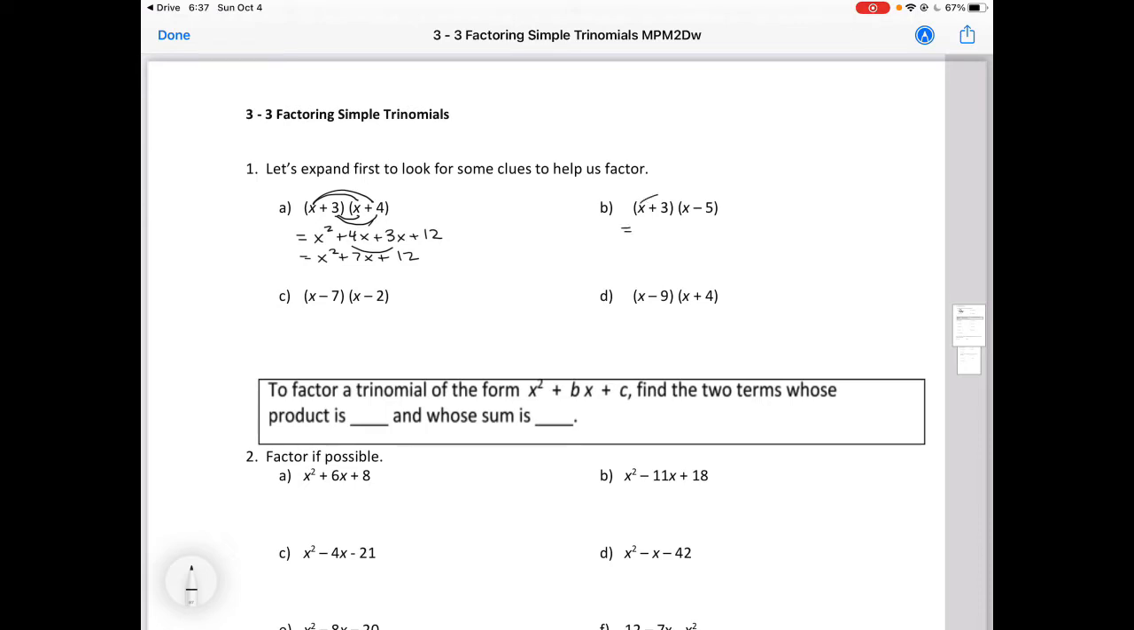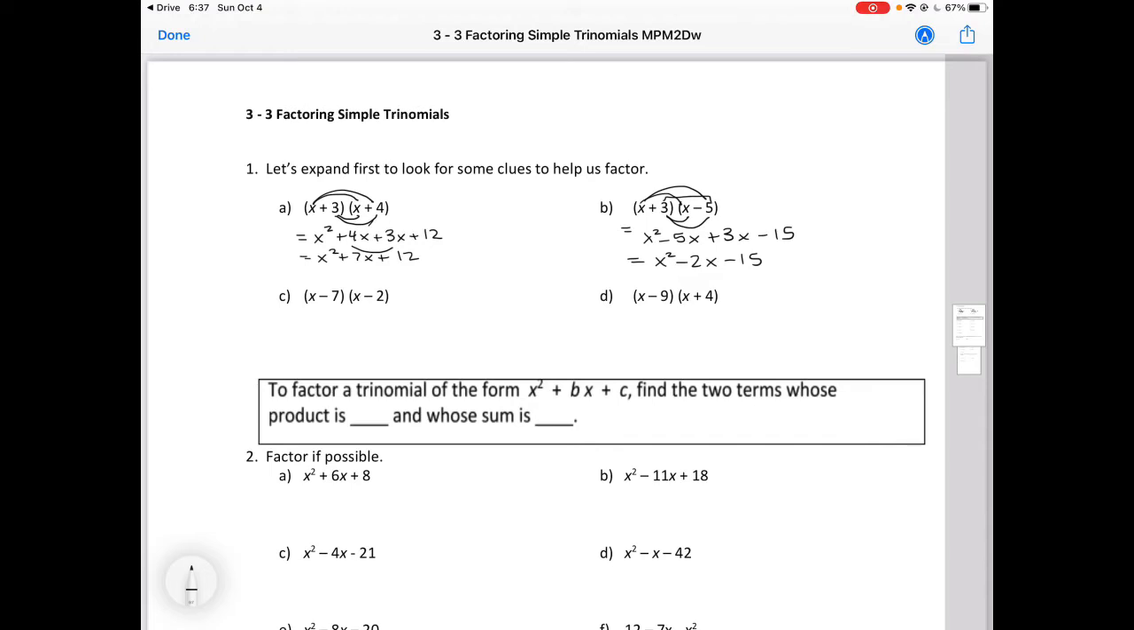Let's do another one. First, outer, inner, last: x squared minus 5x plus 3x minus 15. So this is going to give us x squared minus 2x minus 15. Again, our last term is our last two numbers multiplied together, and our middle term is adding those two together.